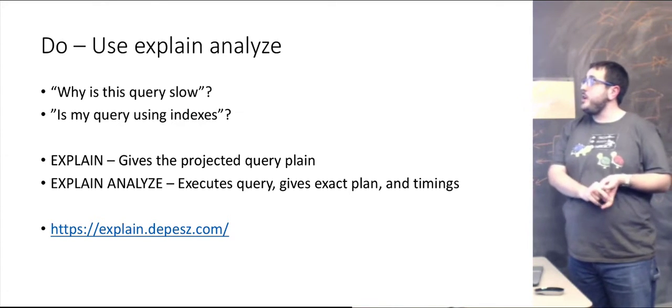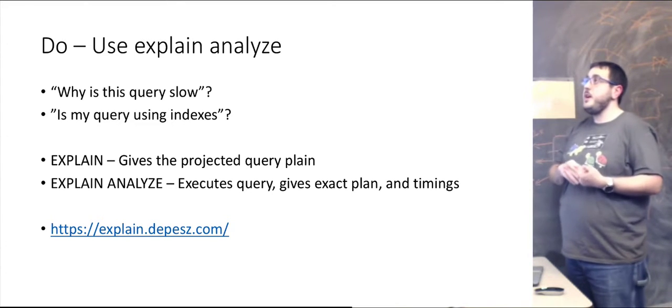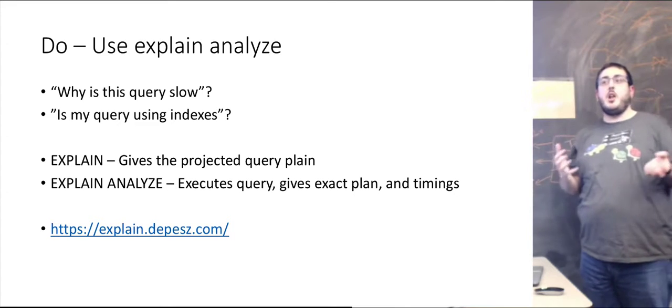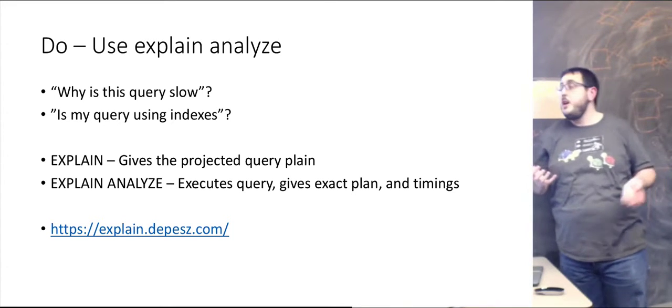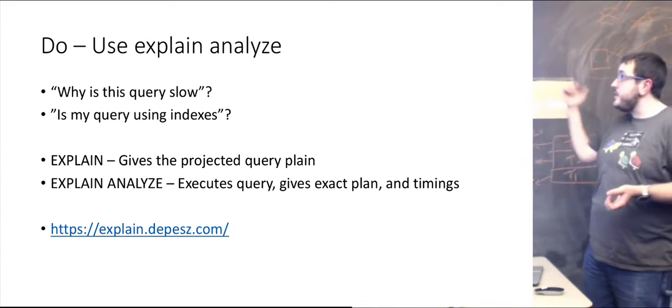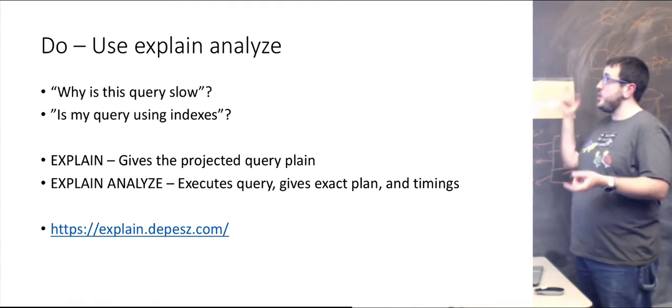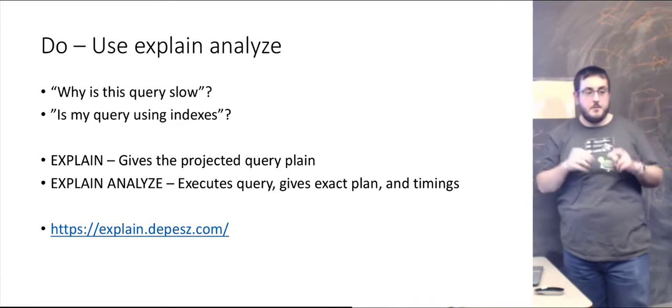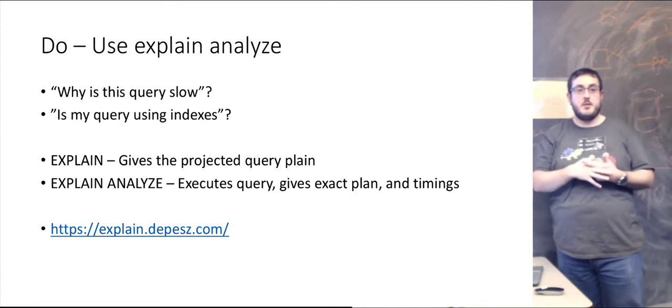Explain will send the query to Postgres, and Postgres will return the rough estimate of what it's going to do and maybe how long it's going to take to do it. If you say explain analyze and then your query, it's going to determine the plan and execute the query on the server, so fair warning, if this is a production box and this query takes 5 minutes to run.